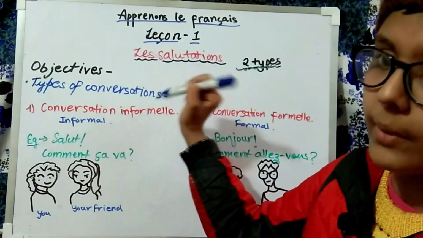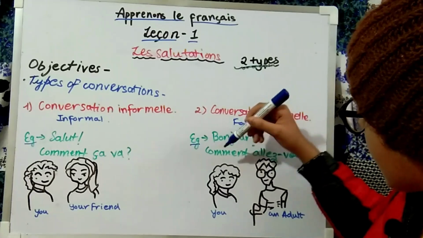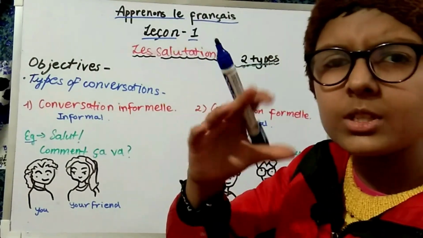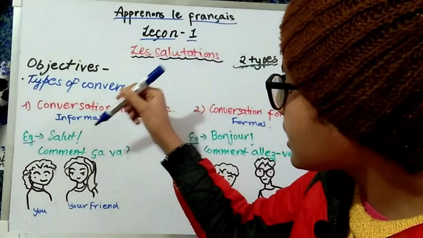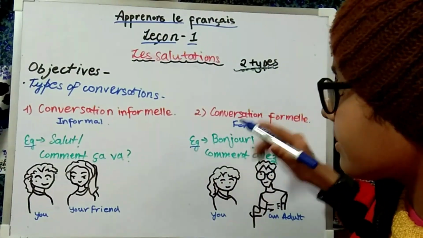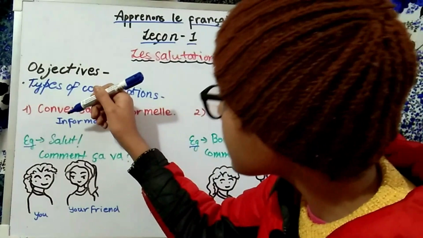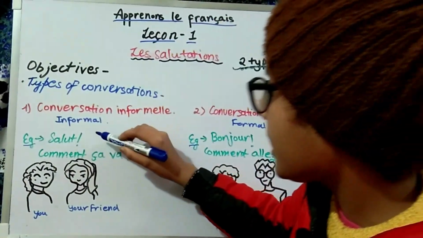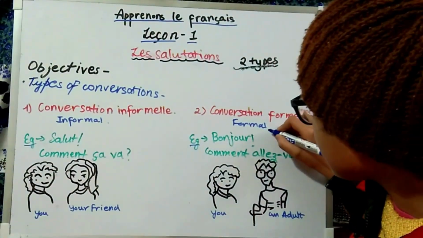Salut, comment ça va? Bonjour, comment allez-vous? So what is the meaning of these? The meaning is hello, how are you? But the little difference that makes it very big is the type of conversation. Here it is informal and here it is formal.